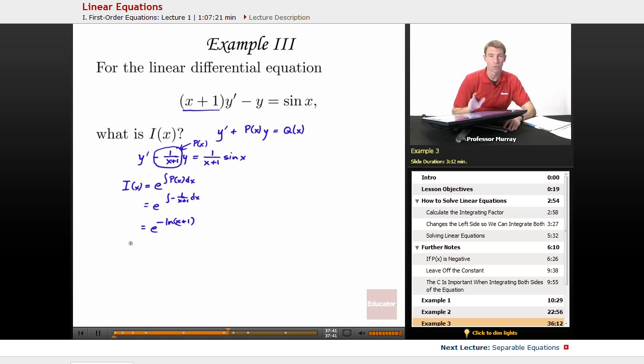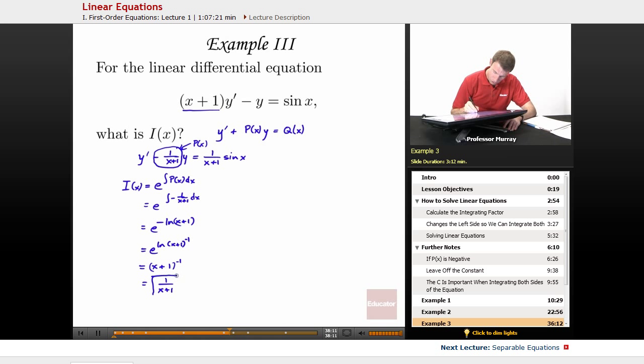And remember, you don't have to worry about a constant when you're finding the integrating factor. Now, you can't cancel the e and the natural log because there's a negative sign in between them. So you've got to write e to the natural log of x plus 1, to the negative 1. Now you can cancel the e and the natural log. So you get x plus 1 to the negative 1. And so that's just the same as 1 over x plus 1.